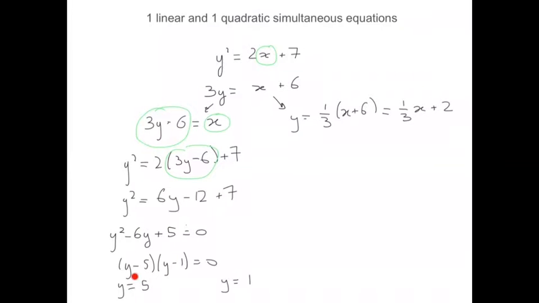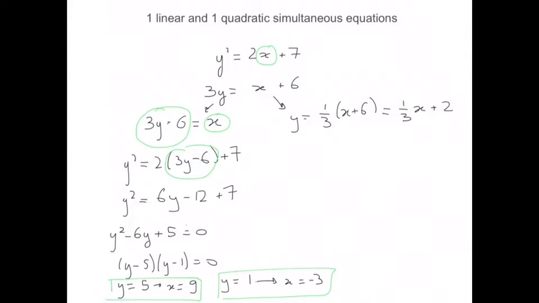We are almost there. We have two possible values for y. We now need to get the corresponding values for x. We can use the fact as shown here that x is 3y minus 6. So y being 5 here implies that x is 3 times 5 minus 6, so it's 15 minus 6, it's 9. And if y is 1, 3 times 1 minus 6 is minus 3. So x would be minus 3. So here are our two sets of solutions for these simultaneous equations.